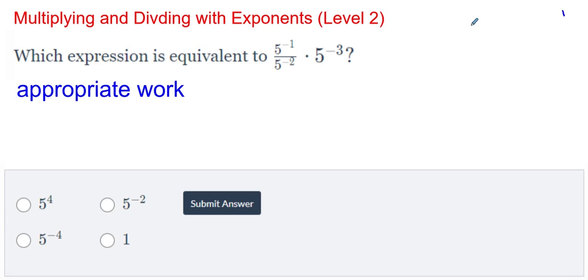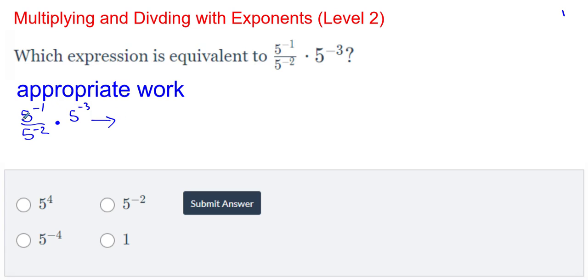Multiplying and dividing with exponents level 2. Start with the original problem. 5 to the negative 1 divide by 5 to the negative 2. All of that is multiplied by 5 to the negative 3. The key with today's lesson is to simplify the fraction.